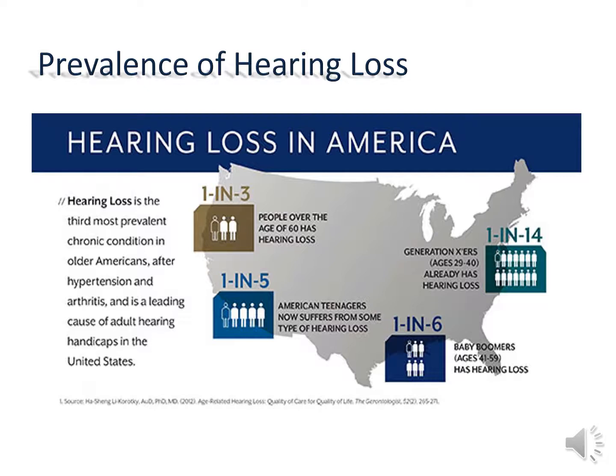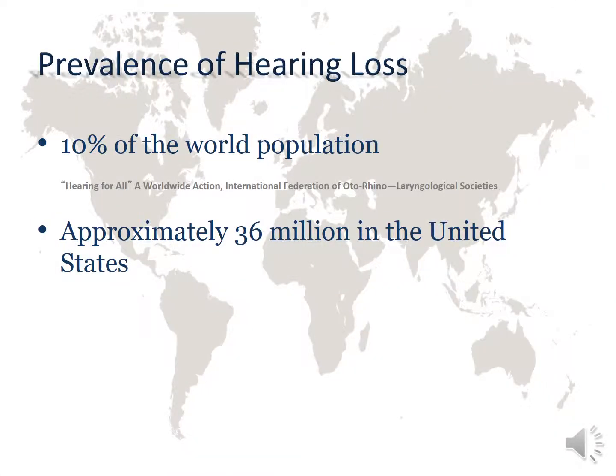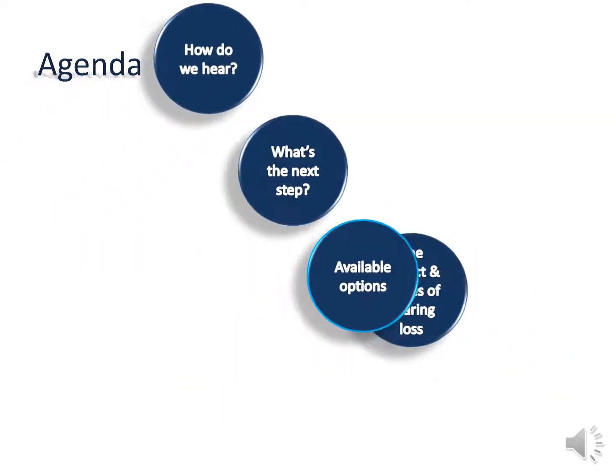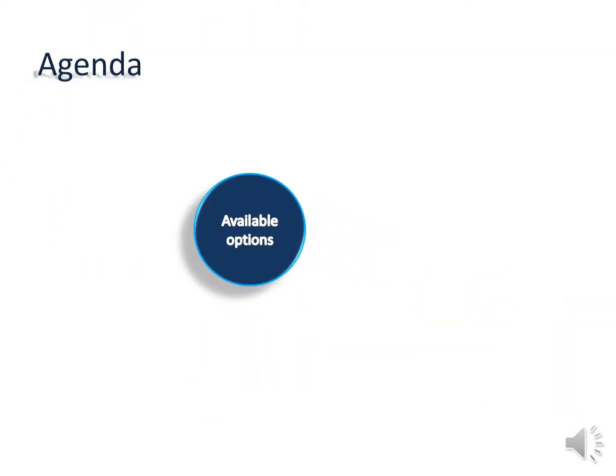But did you know that among American teenagers using their headsets for video games and for music, 1 in 5 has a hearing loss? In fact, that translates to 36 million people in the United States of America who have a hearing loss. Worldwide, 10% of the world's population has hearing loss. So the question becomes, if you have a hearing loss, what can be done about it? What are the available options?